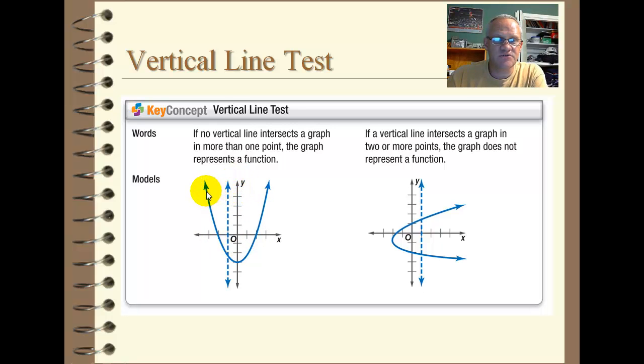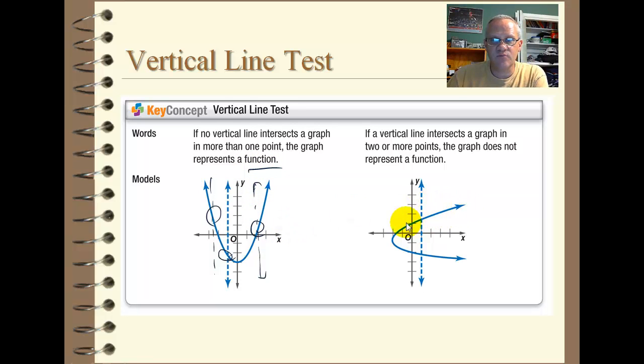So in this case, the first case here, you notice we've got this U shape. The vertical line test says that if you draw a vertical line anywhere on this graph, it will only cross the graph at one point for it to be a function. So you notice they drew a dotted line right here. It only crosses at one point right there. If I drew another dotted line over here, guess what? It would only cross at one point. If I drew one over here, it would only cross at one point. So no matter where I drew a vertical line, it always only crosses at one point. So this is a function.